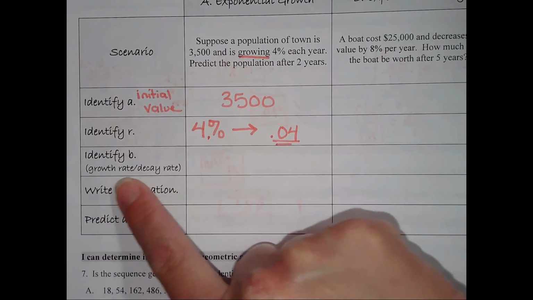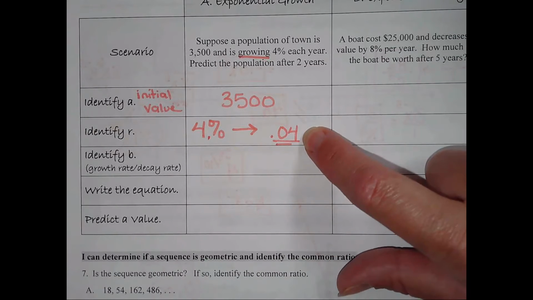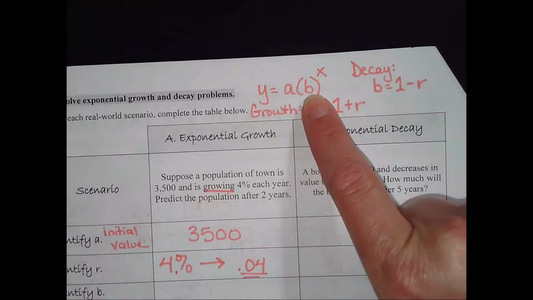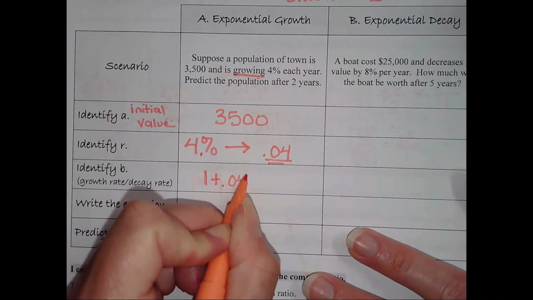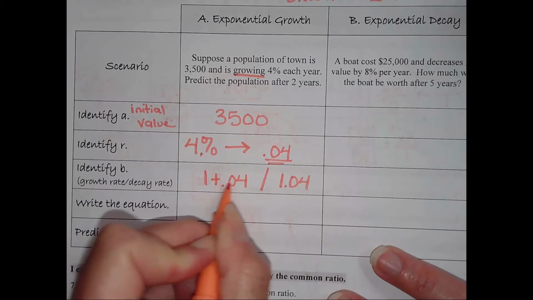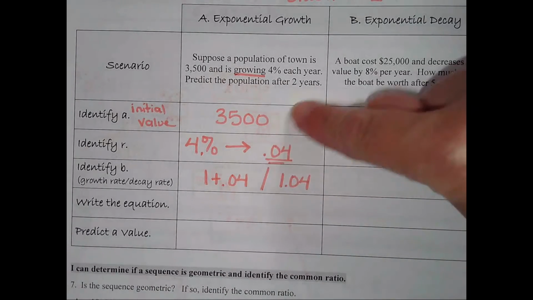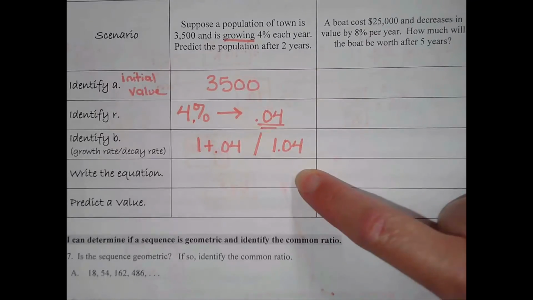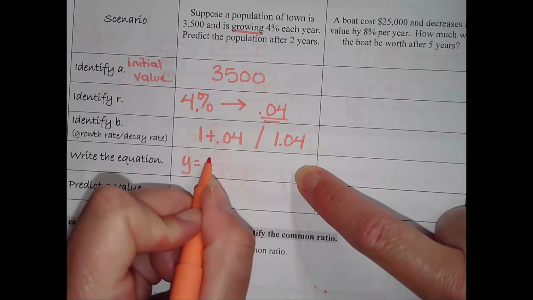Now that we know that's what the R is, and we know that this is growth, now we need to figure out what we are actually plugging in for B. 1 plus 0.04, or you could put 1.04, because 1 plus 0.04 is 1.04. Either one of these would be fine. Now that you have your A value and your B value, you can write your equation. So our equation is y equals A, so 3,500.